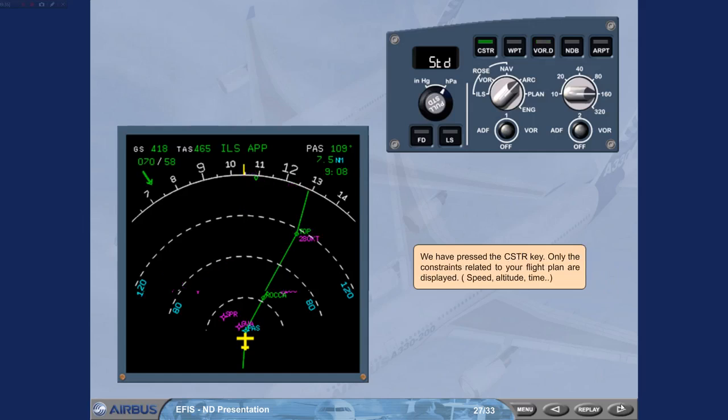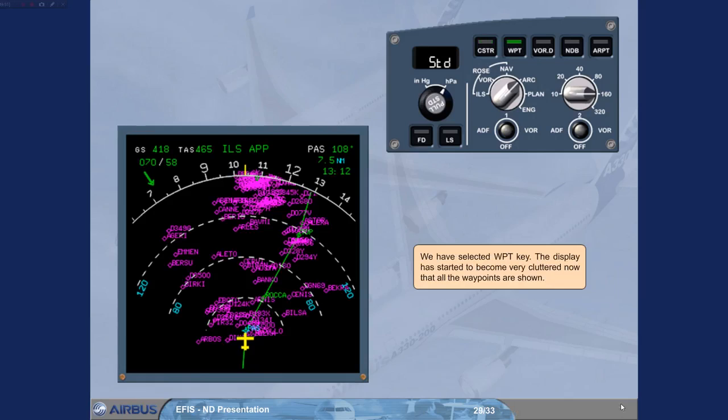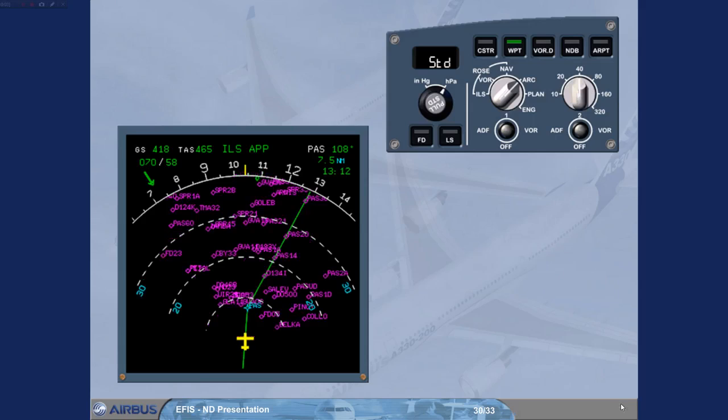We have pressed the constraints key. Only the constraints related to your flight plan are displayed: speed, altitude, time. We have selected the waypoint key. The display has started to become very cluttered now that all the waypoints are shown. We have turned the range selector to 40 nautical miles for you. As you can see, the display is a little less cluttered.